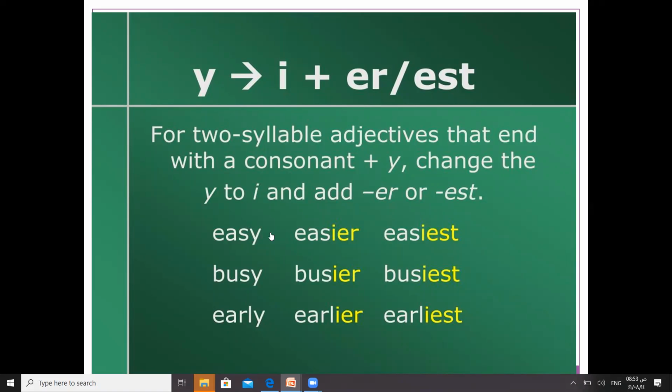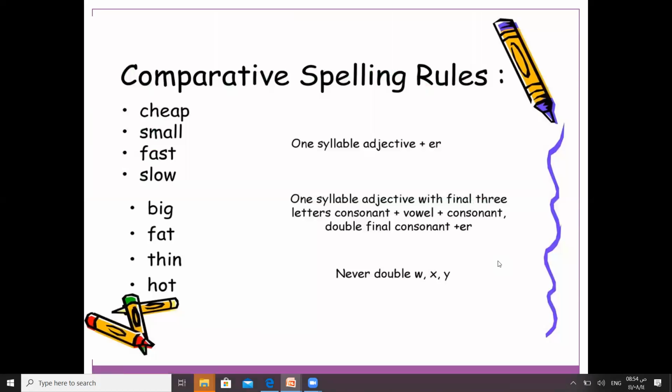Cross the Y and add I, then ER or EST. Same for busy, and early. I have two syllables here, and before the Y, I have a consonant, the S, and in early I have the L. The L is a consonant as well. So what I will do, cross the Y and add I. Then complete with ER or EST. It depends on the sentence, if I'm comparing between two or more than two.